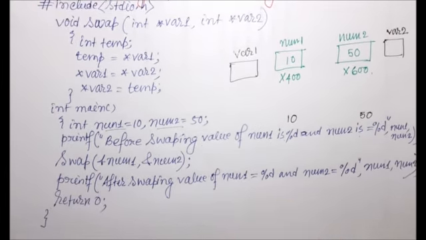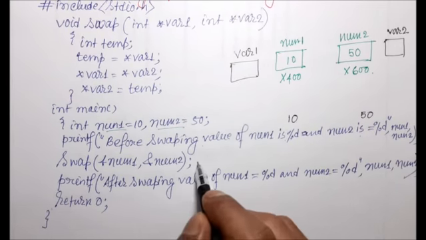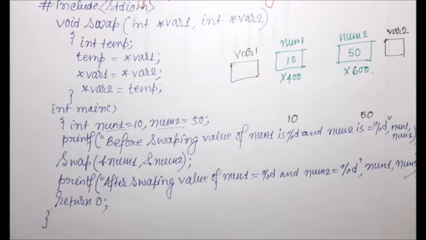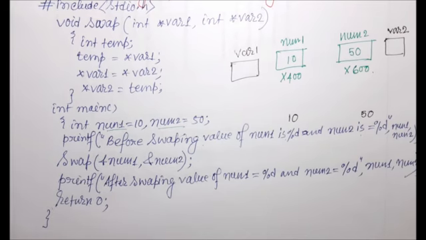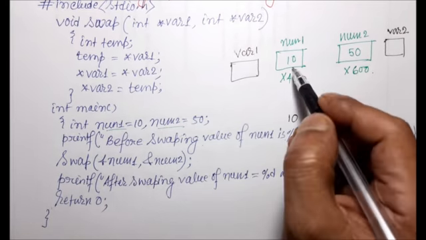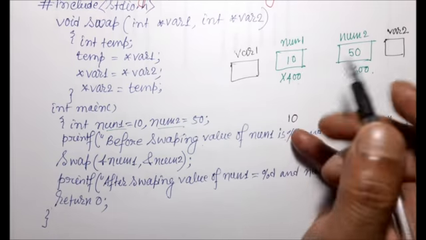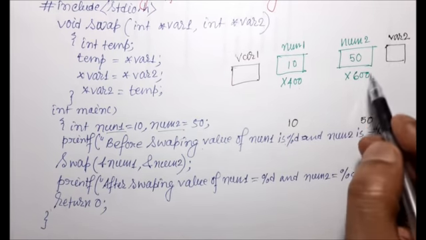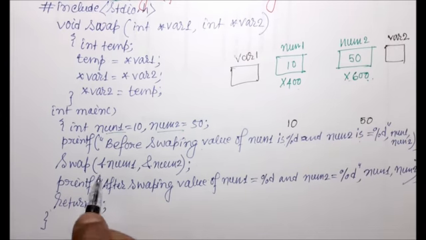And now, in the next line, I call a function. What is the name of the function? Swap, and I have just passed the address of num1. What is the address of num1? x400. And what is the address of num2? x600. So I have just passed the addresses.